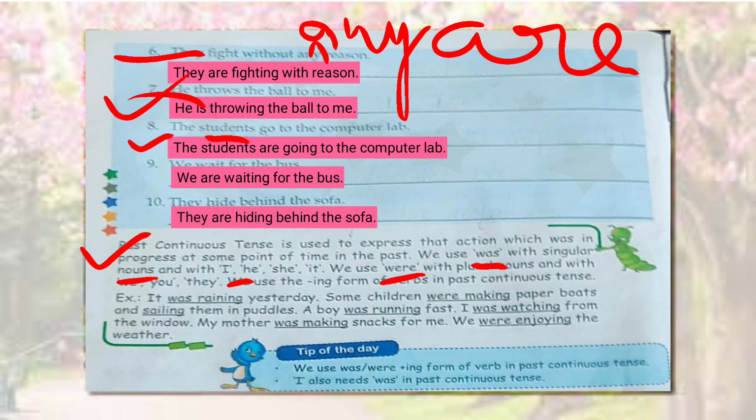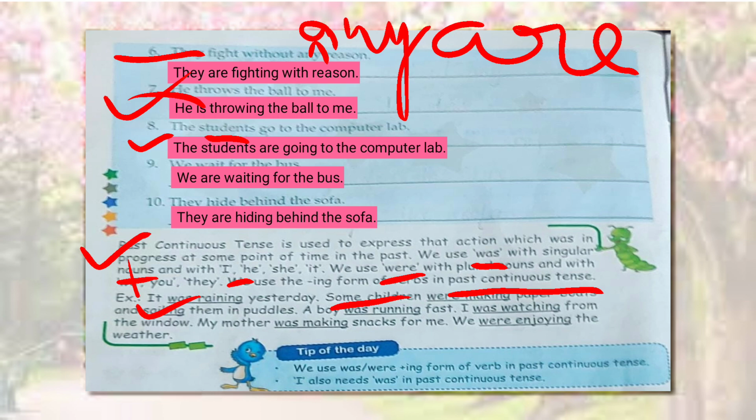And we also use the ing form with the past continuous tense. Like it was raining. So it's already mentioned now, with I, with he, with she, with it, we use was. So it was raining yesterday. And you know, some children, it's in plural form, so which verb will we use? We will use were. So some children were making paper boats and sailing them in the puddles. Alright, a boy is in singular form, so we will use was. A boy was, so the same we will do.